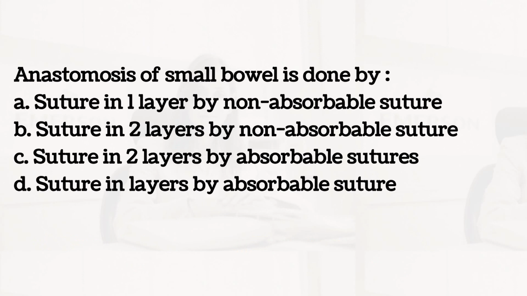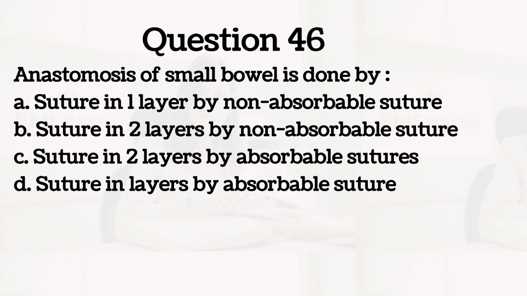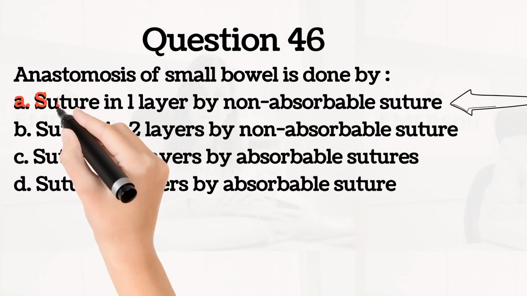Then anastomosis of small bowel is done by A. Suture in one layer by non-absorbable suture, B. Suture in two layers by non-absorbable suture, C. Suture in two layers by absorbable sutures, and D. Suture in layers by absorbable suture. Okay, so here comes the answer for this question, which is question 46. The answer here is A, which is suture in one layer by non-absorbable suture.